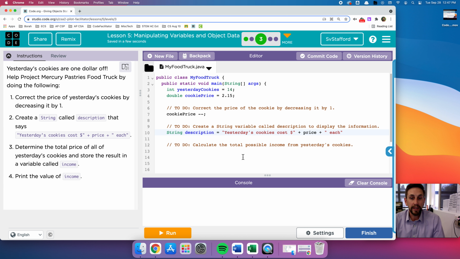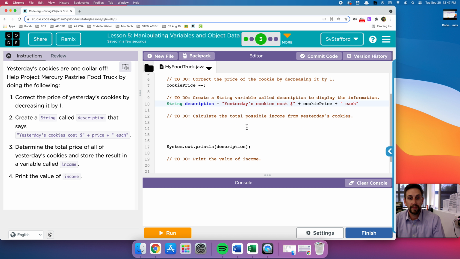One thing that might be an issue though is that we are concatenating, so I've got yesterday's cookie cost $, and then we're concatenating this variable called price. Now, if this is the same instructions that you have, just know that we don't have a variable called price. We have cookie price though. So it needs to be cookie price, and so I'm going to copy that and paste it in for price. Okay. And don't forget to put your semicolon.